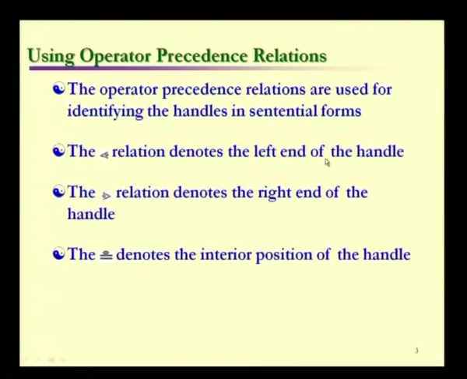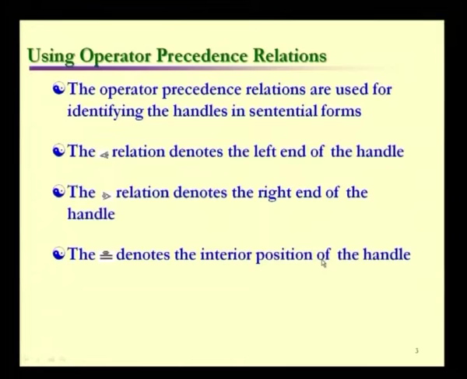Now it is required to find the relationships to be defined among the various terminals available in the grammar. There are three relations. One is the less than relationship, which denotes the left end of the handle. The second is the greater than, which denotes the right end of the handle. The third is the equal, which denotes the interior position of the handle.